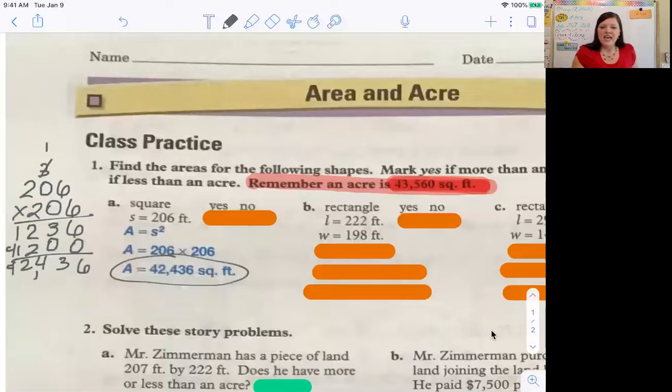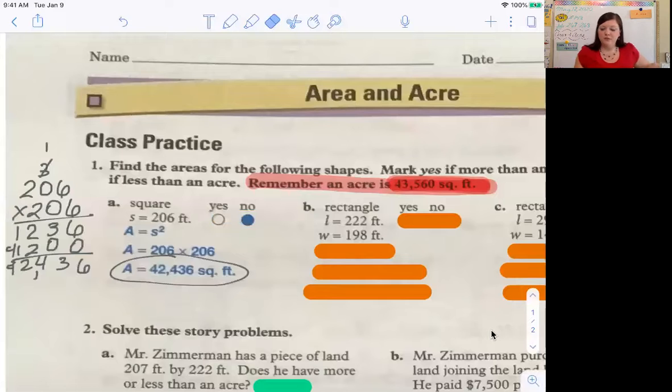All right, is 42,436 square feet more or less than 43,560? It's less than that. So do we have an acre? Yes or no? No, because the area that we received was less than 43,560, we do not have an acre yet, but we're really close. Let's move on to letter B.